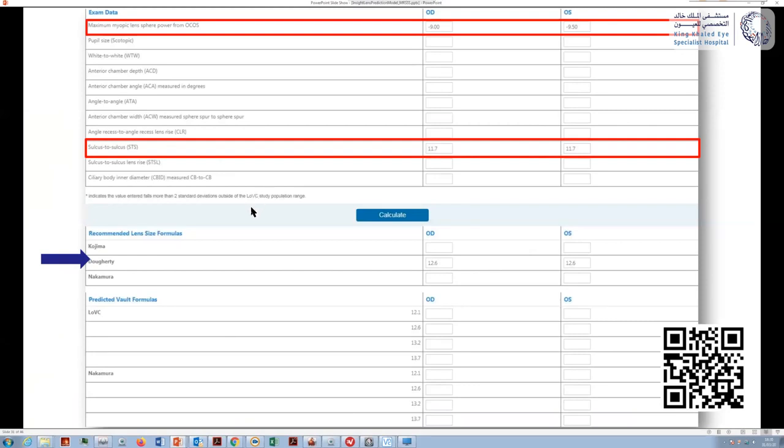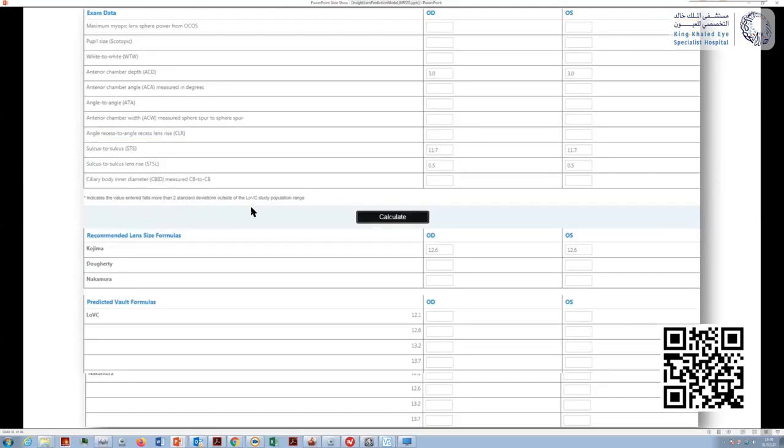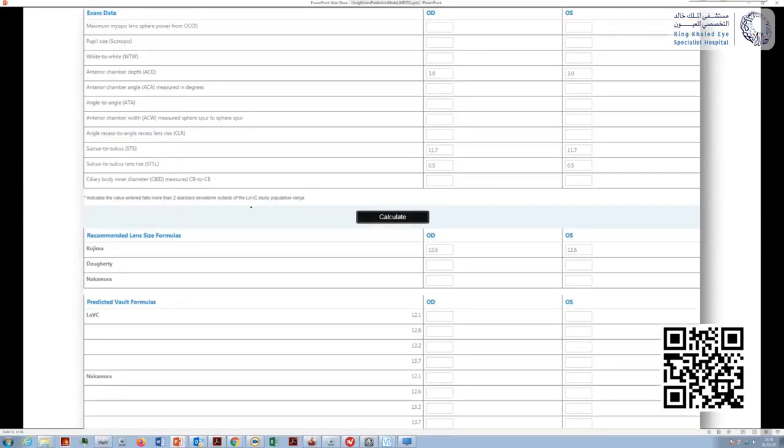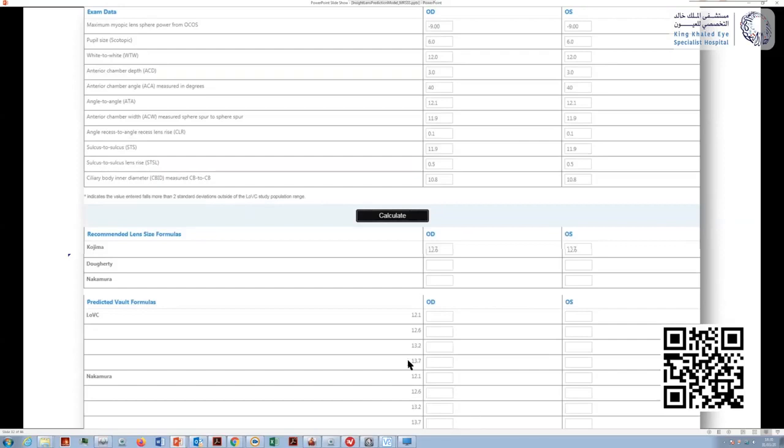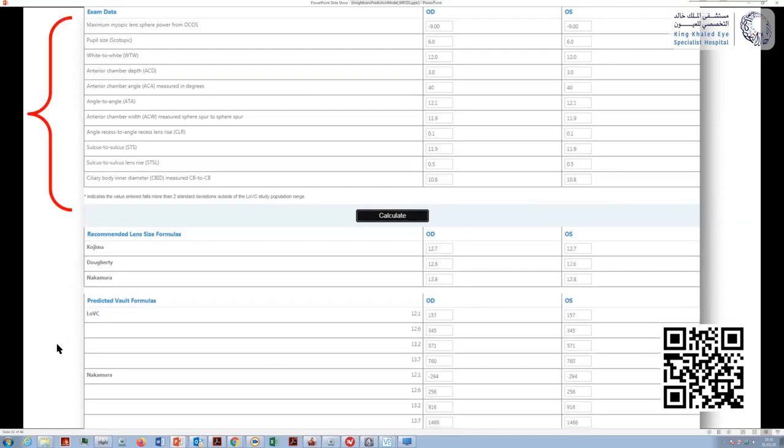But if you can enter more information, like the Kojima information, the anterior chamber depth, the sulcus to sulcus, it'll give you the Kojima. And if you enter all of the information required, then it will give you the London Vision Clinic nomogram that we've got. And the Nakamura is in there as well if you enter the anterior chamber width measured from scleral spur to scleral spur with an OCT. So you can have a one-stop shop and print this as a nomogram for design.